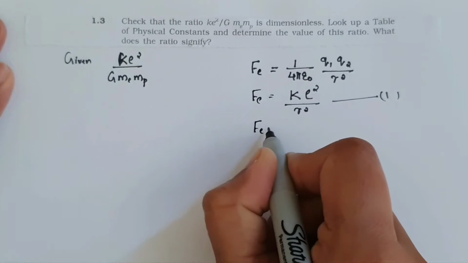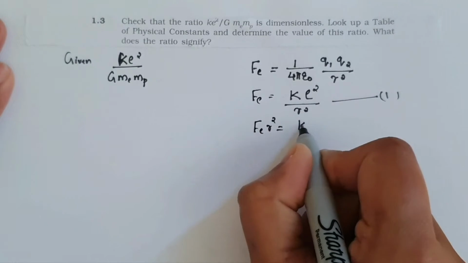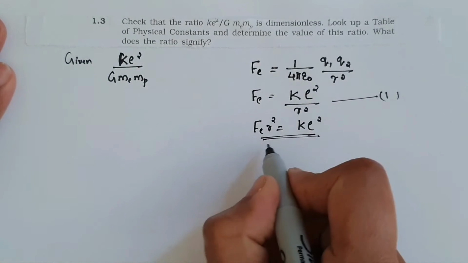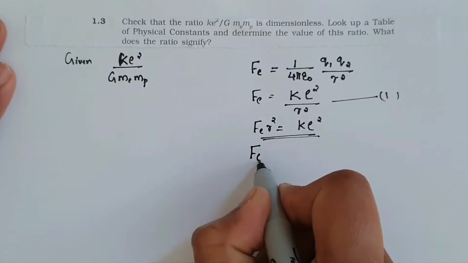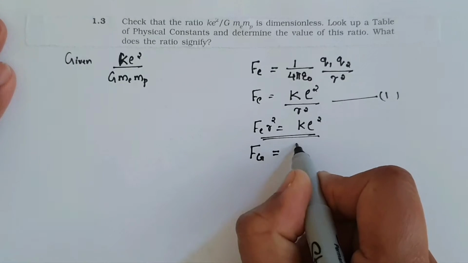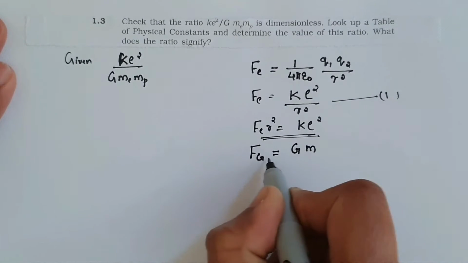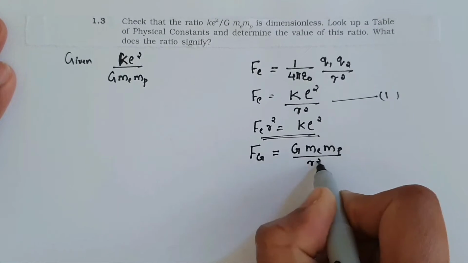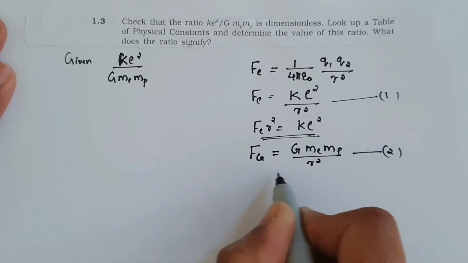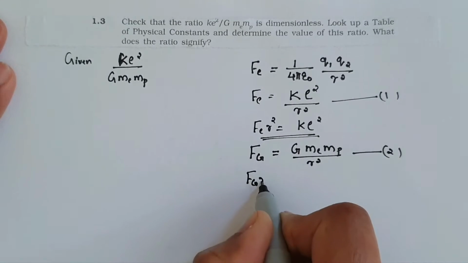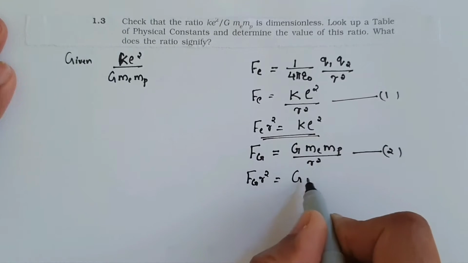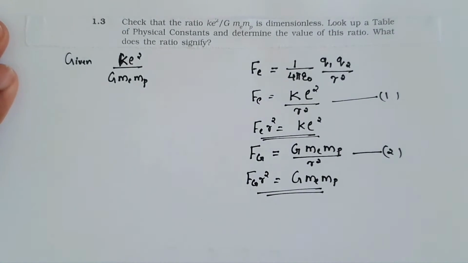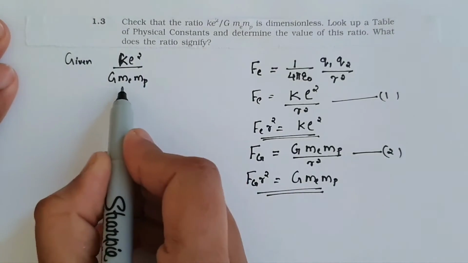From this, what is Fe r square? That is k e square. Similarly, the gravitational force between an electron and a proton is given by G. Fg is equal to G Me Mp by r square. This is equation number 2. From this, what is Fg r square? That is G Me Mp. Now the given ratio is k e square by G Me Mp.